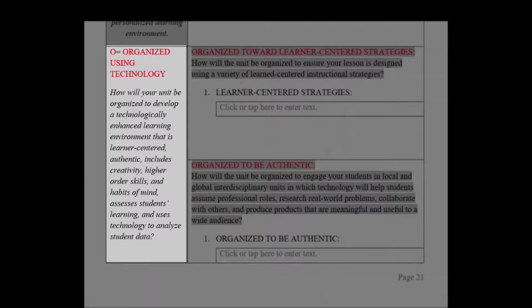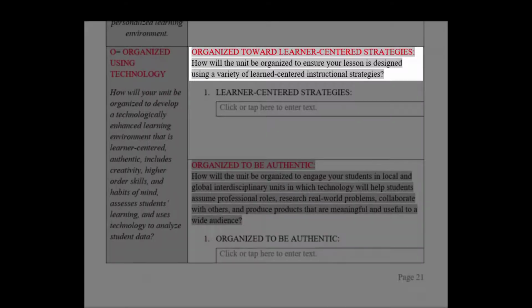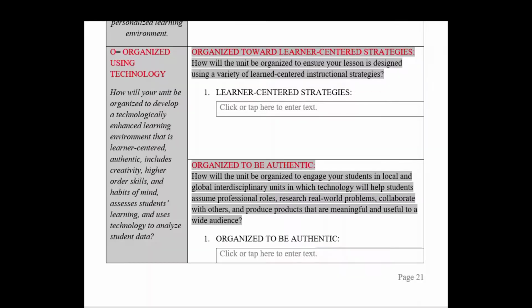The O in Where To is for organize using technology. This is where you identify how technology will be used to enhance the learning process while making sure it is still authentic, creative, learner-centered, and incorporates higher order skills. The course needs to be organized so that the instructional strategies are learner-centered. Once you identified how you would do this, enter them here.